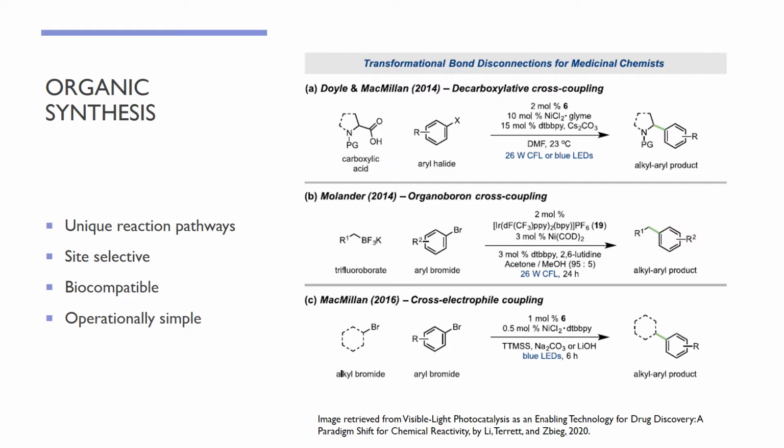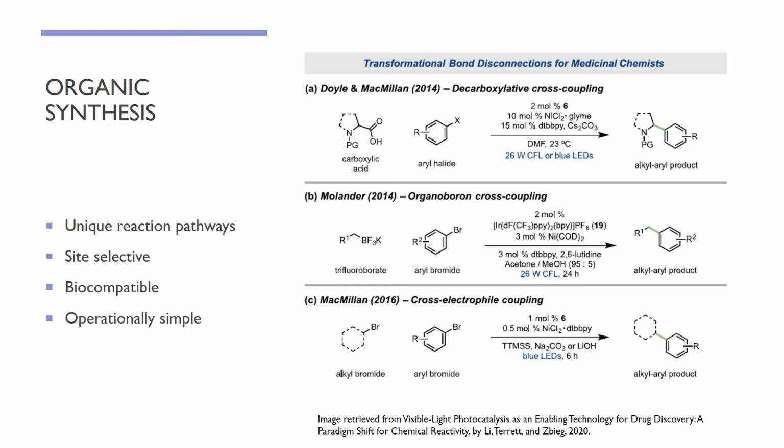The use of photocatalysis in organic synthesis has allowed chemists to unlock unique reaction pathways that are highly selective due to the free radical nature of them. These reactions are biocompatible and operationally simple, plus the use of visible light is non-toxic and environmentally friendly. Because of this, photoredox catalysis can be particularly useful in pharmaceutical development.